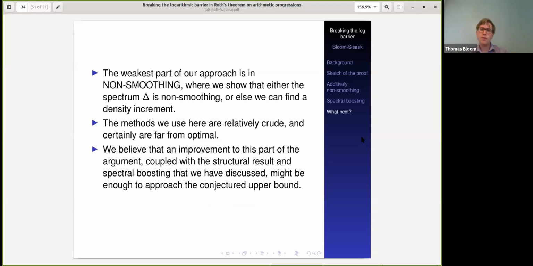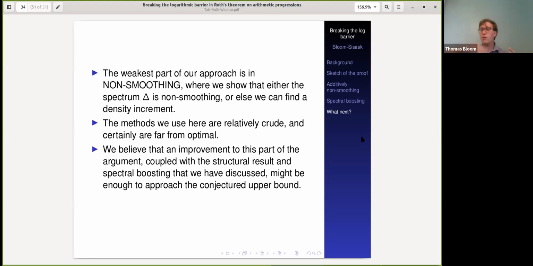I need to do this to fit with my whole Bateman-Katz style approach, because I need to apply this structural result with non-smoothing sets to be able to then apply spectral boosting and so on. The trouble is the way we do that is actually relatively crude compared to the structural result for non-smoothing sets and the spectral boosting methods. The way we do that essentially is: suppose that delta is not additively non-smoothing, so the E8 is a little bit bigger than we need.